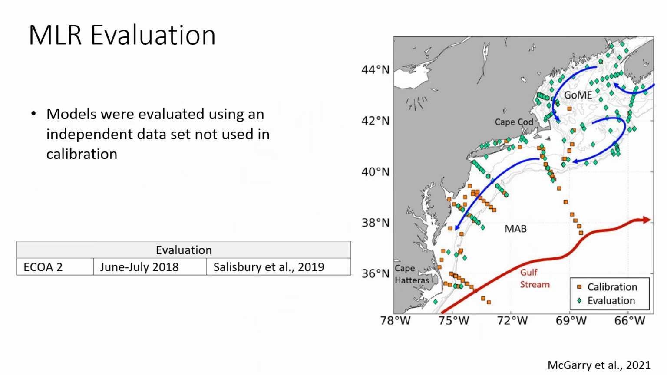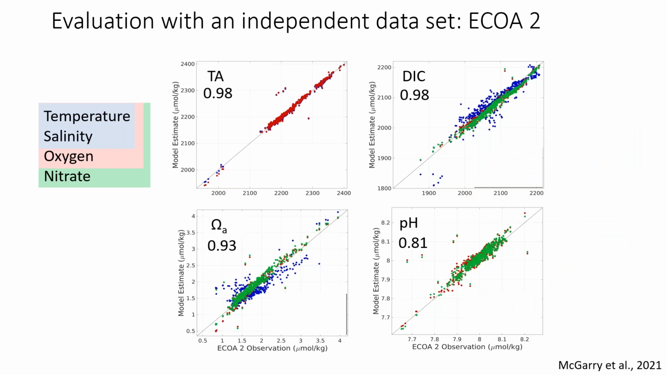We evaluated the models using data from the most recent regional carbon cruise, and that is the data points shown in green on the map. And these points were not used to fit the models. So here again, the model estimate is on the y-axis, and the observation is on the x-axis, except this time for data points that weren't used in calibration.